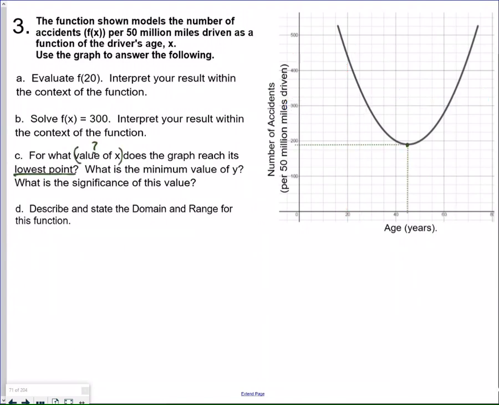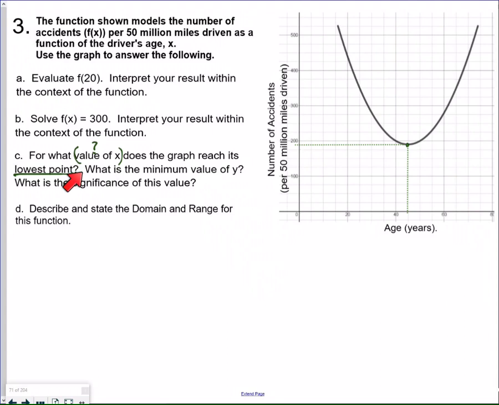All right, now for part C, it says for what value of x does the graph reach its lowest point? So I can obviously see what the lowest point is. It's right here, and it's asking what value of x there is. So that value of x appears to be around 45 years old. I got that because this is 40, 60. That means this is going to be 50 in between. So we're halfway between 40 and 50, 45-year-old drivers. And here's the accident rate that's just below 200. So I'm going to estimate that to be 190.